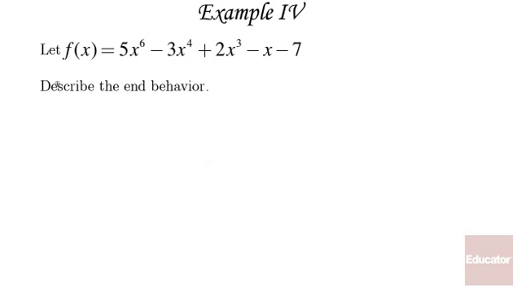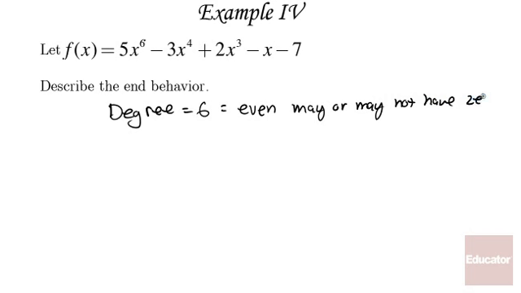So starting out by looking and making sure that this is written in descending order, which it is, because I need to find the degree and the leading coefficient. The degree is 6. So I know that this is an even number, so it may or may not have zeros, just as an aside.